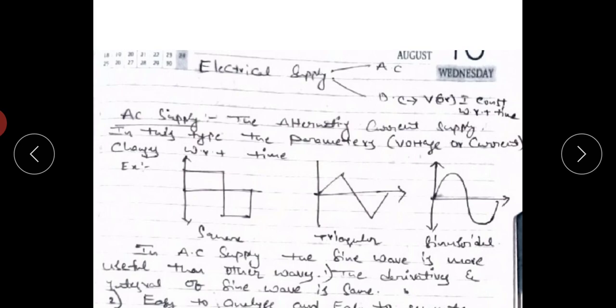AC supply definition: the alternating current supply. In this type, the parameters voltage or current change with respect to time. These are some examples of AC supply. First one is a square wave, next a triangular wave, next a sinusoidal wave. In this case the signal changes with respect to time, and that's why the signals are called AC signals. If it is a voltage, it is called a voltage signal. If it is a current, it is called a current signal.